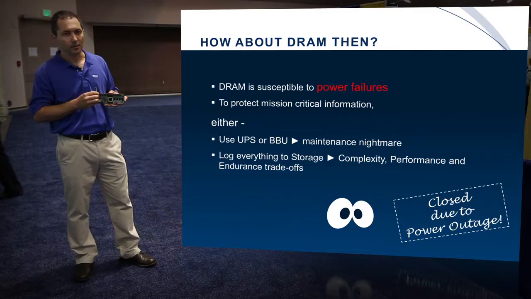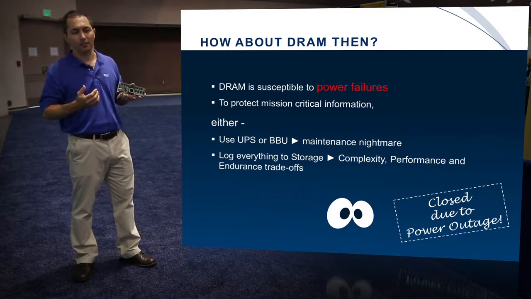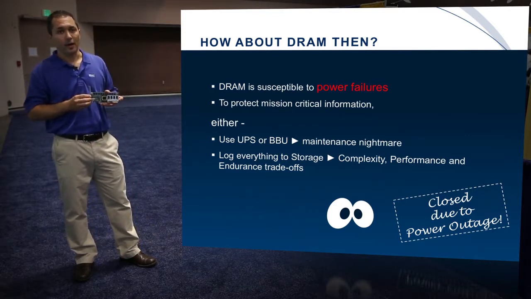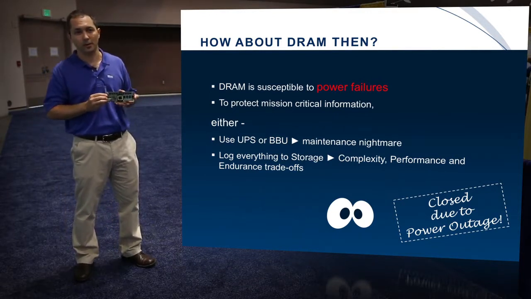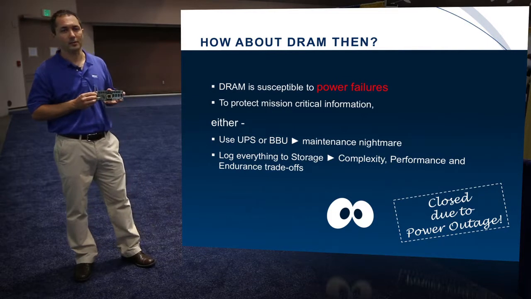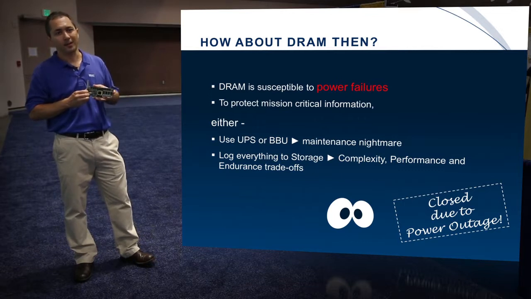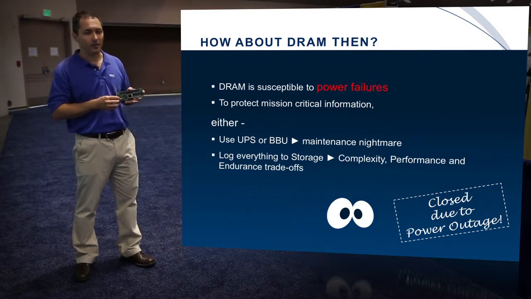Without flash, most people would look at DRAM. So can we use DRAM for that? From a performance point of view, DRAM is perfect, but DRAM is susceptible to power failures. So we have to protect that DRAM. What most people do to protect the DRAM is they put in batteries, UPS systems or integrated battery backup units. And these batteries bring with them a whole set of issues all on their own. Batteries are notoriously unreliable. Their lifespan is not as long as the system. So they create a maintenance issue, basically a maintenance nightmare. In addition, batteries take space.